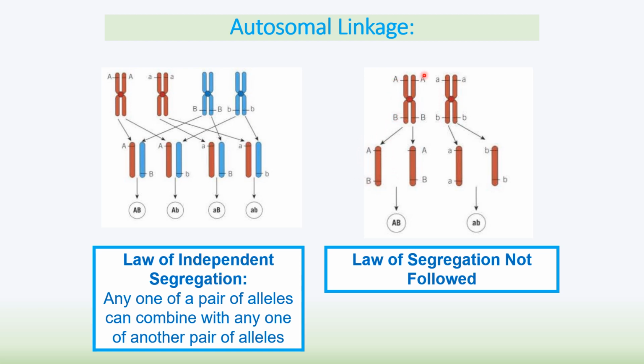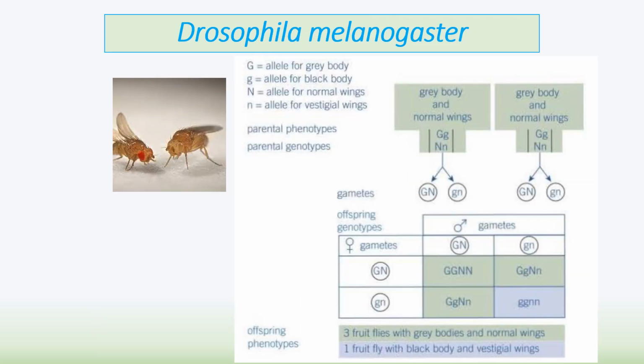That little a will be with that little b. The only way that could change is if crossing over occurs and the B is swapped with another capital B, for example. So in this case, the law of independent assortment isn't followed. An example of this is in Drosophila melanogaster. You can see here that because there is linkage, the capital G is always inherited into the gamete with the capital N, and the little n is always inherited with the little g. So the recessive ones are inherited together, the dominant ones are inherited together.